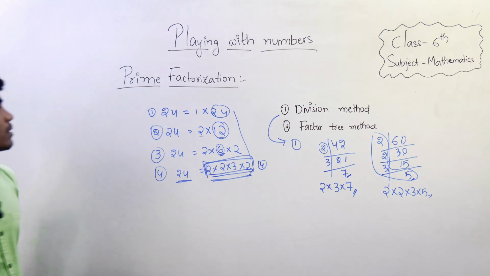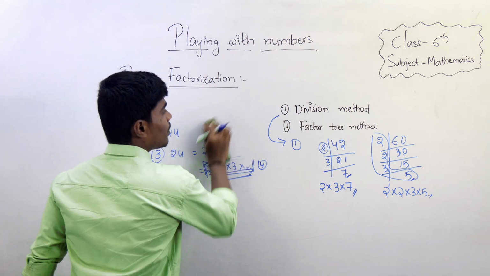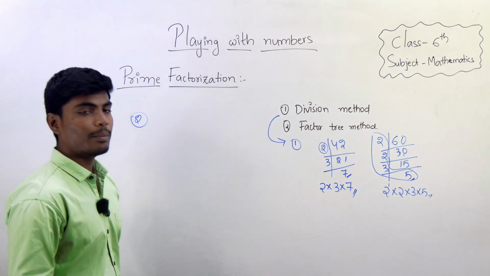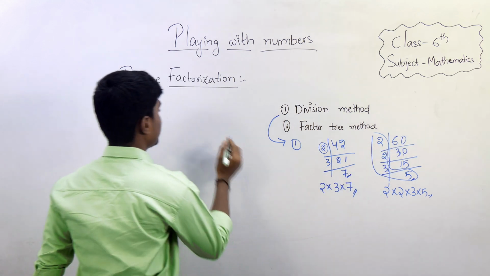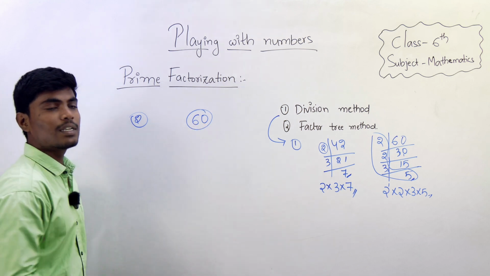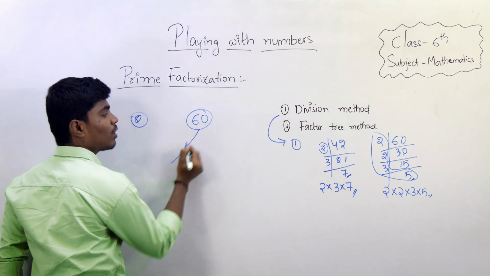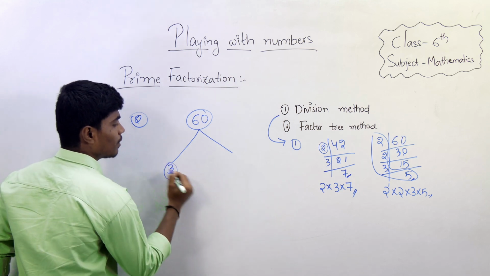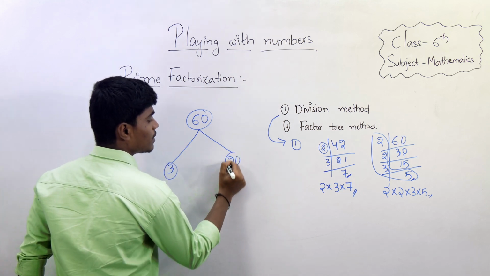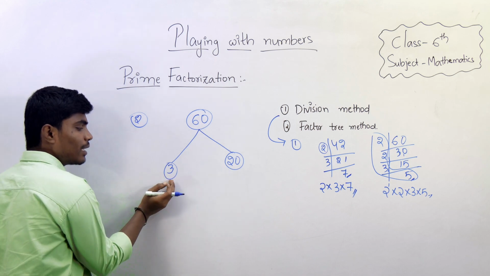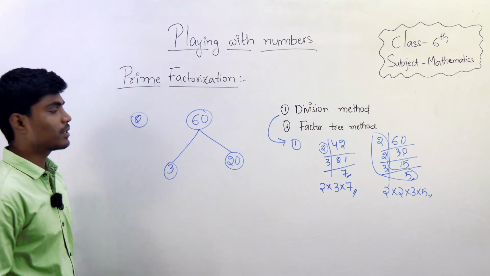Now let's see the factor tree method. Second one, factor tree method. Let's take the same 60. We first express 60 as the product of two numbers. 3 twenties are 60. Here 3 is a prime number, so on this side the tree is stopped.